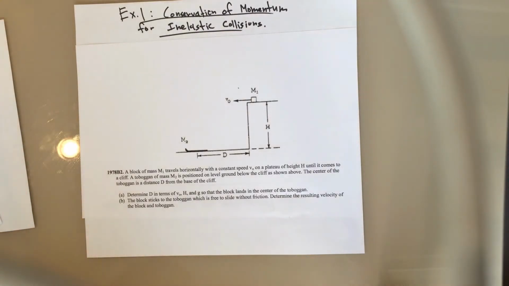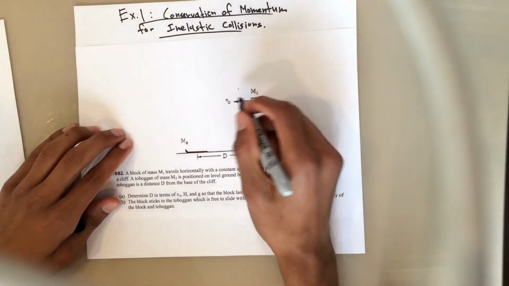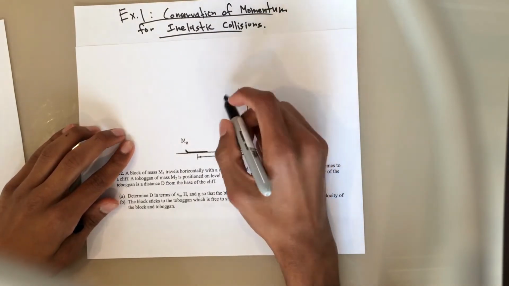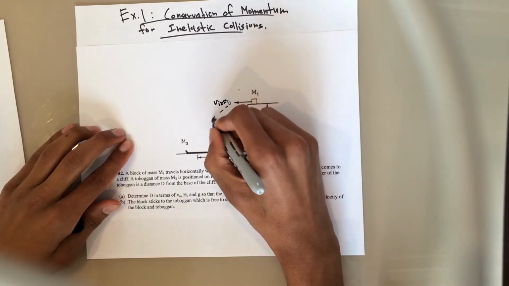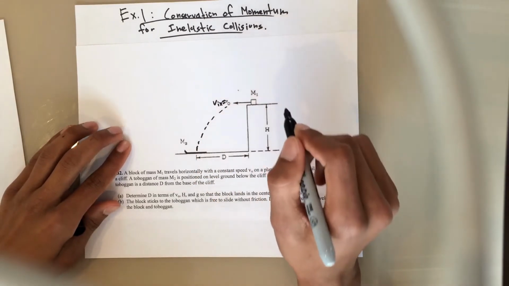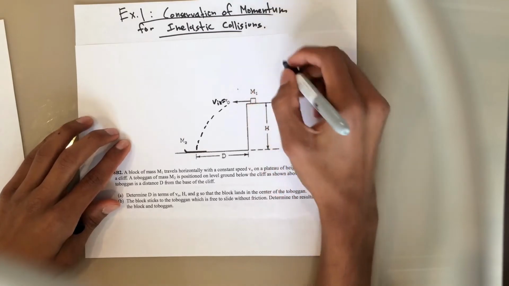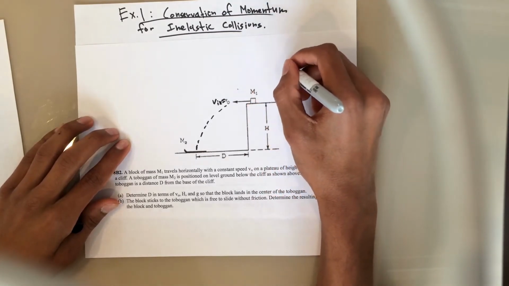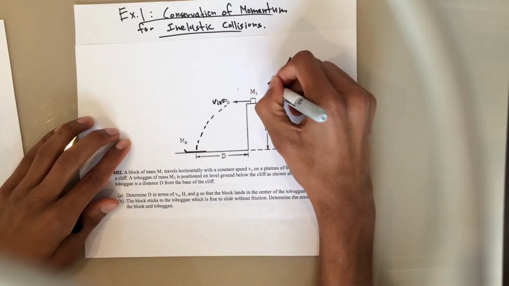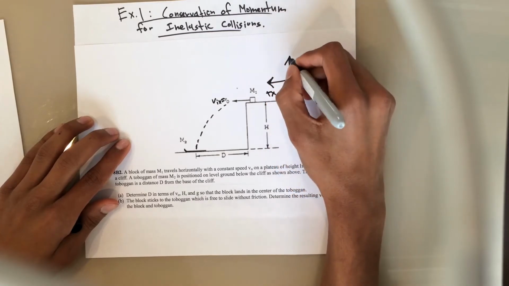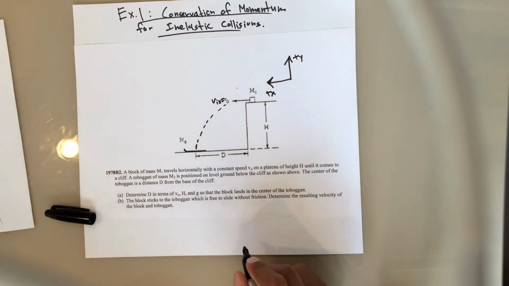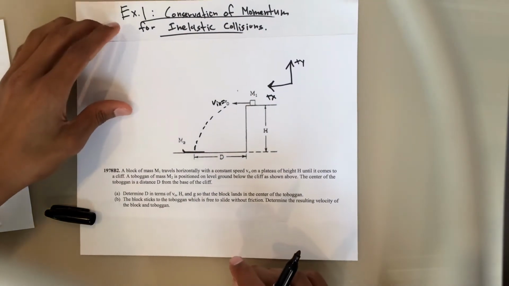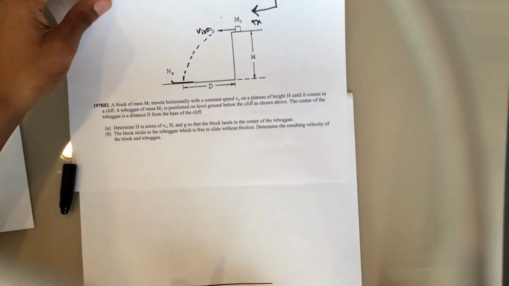So let's just draw this trajectory real quick. What's going on? This block is being launched horizontally with the initial velocity in the x direction, v0. So the block would go somewhat like that. Let's determine our directions. We can say that the positive x direction is the left, and the positive y direction is the top. Now basically this is a kinematics problem.